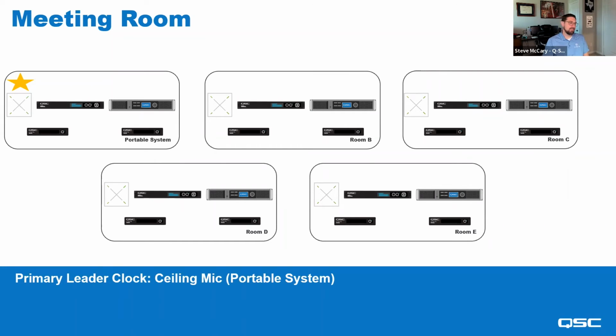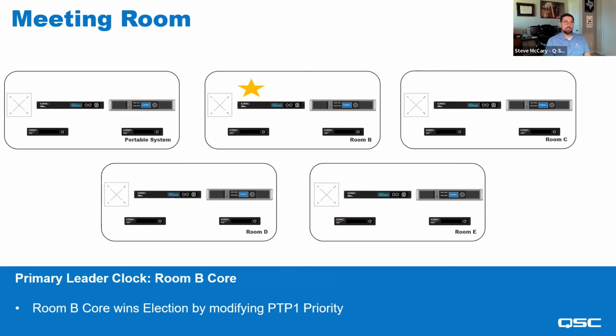The BMCA just runs quietly in the background. However, if a new master is elected, everything has to resync, and you will drop all of your audio for, I don't know, a couple of seconds while everything time aligns and gets happy. So you do not want your clock leader to be part of something that's going to get connected and disconnected with regularity. So by changing the PTP v1 priority on the core in room B, now we are all nice and happy. And when we connect or disconnect our portable system, we don't have to worry about having a new leader elected every time.